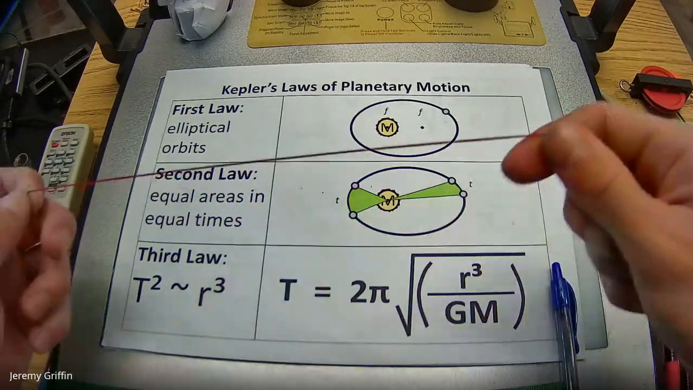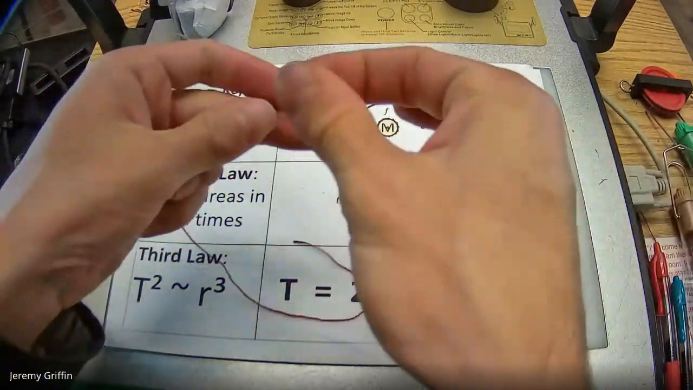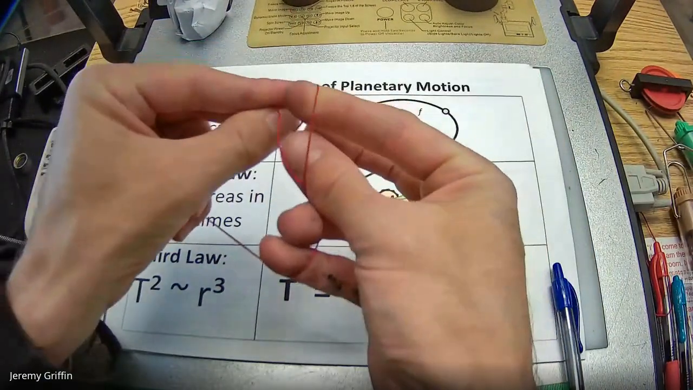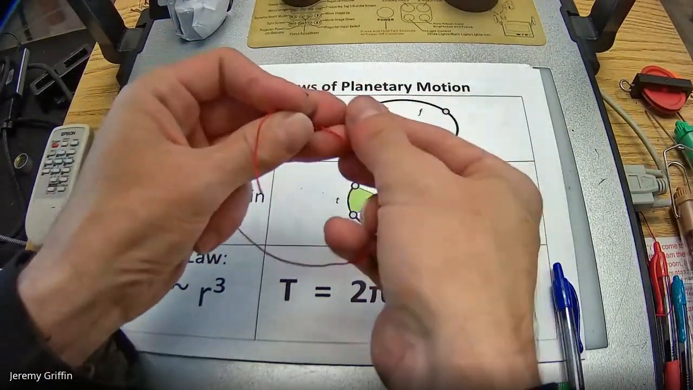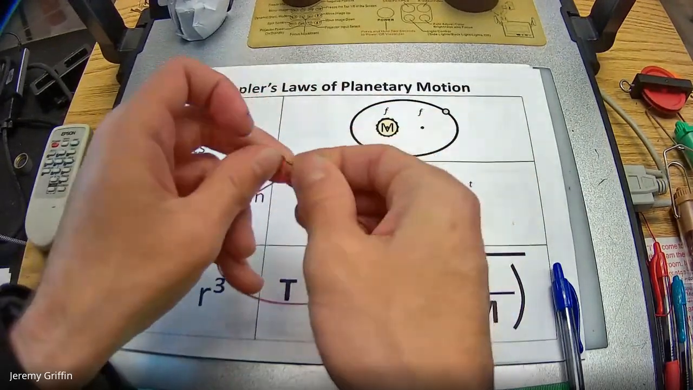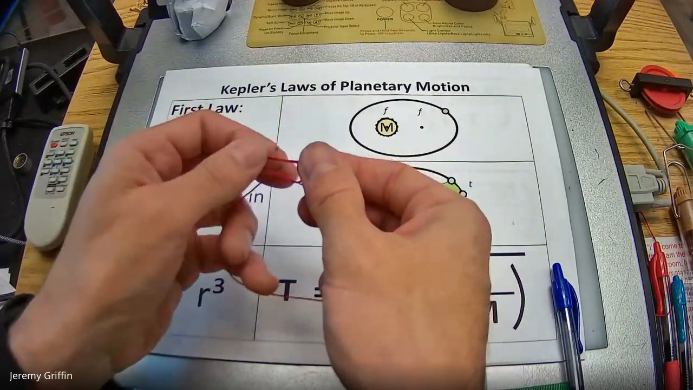You guys should have a red string. Tie that red string into a loop. And some of you already have a loop from last class. Does anybody not have a red string or loop? Does anybody not have that? My string is fully knotted. Oh, okay. Let me get you a new string then.